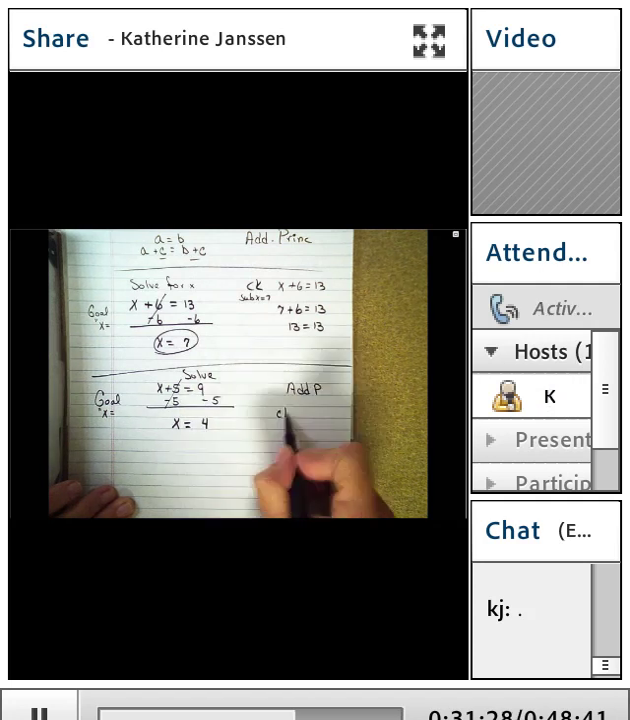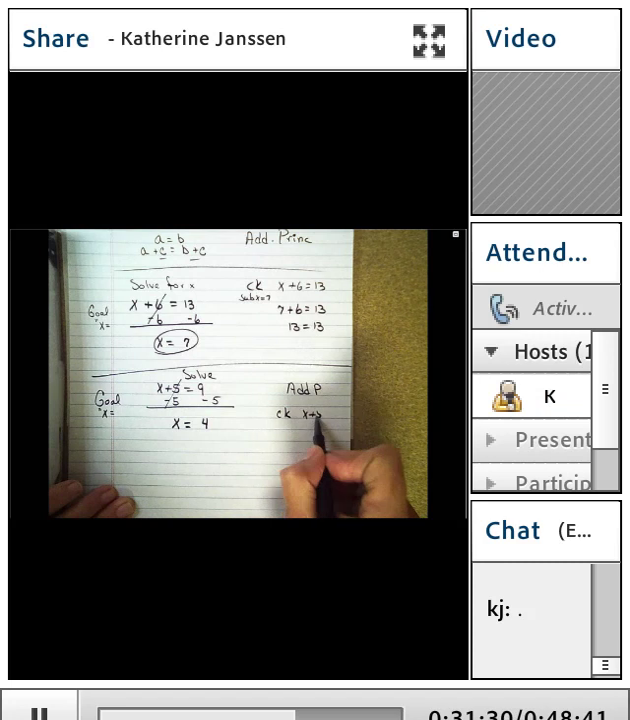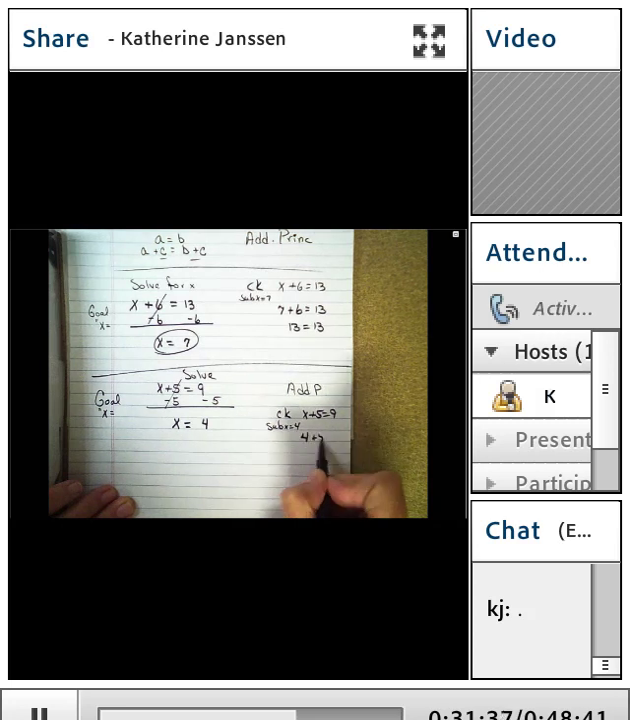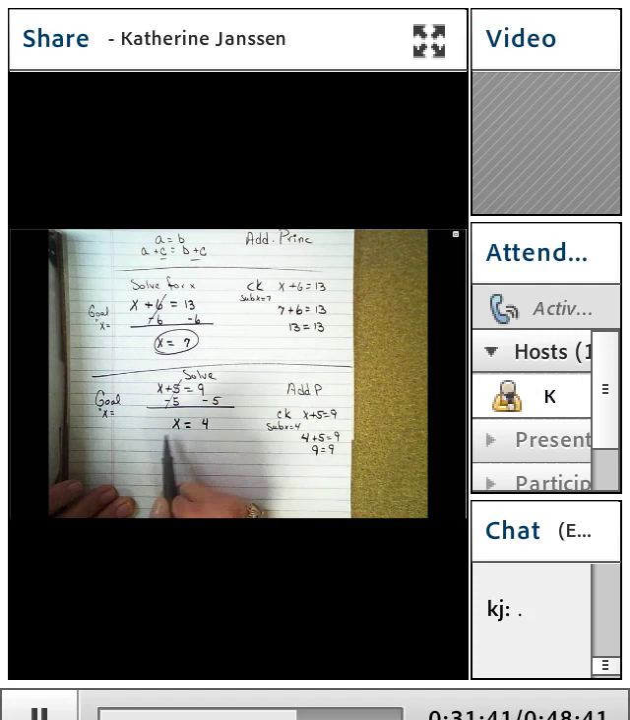Let's check. X plus 5 equals 9. We're going to substitute our answer, x equals 4, and for every occurrence of x, 9 equals 9. Sure enough, we can circle our answer.